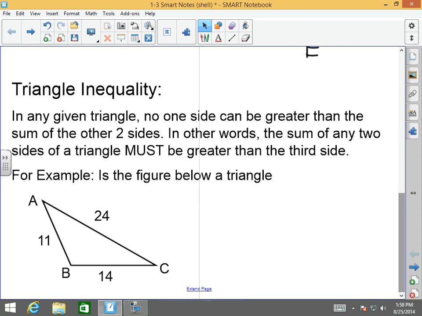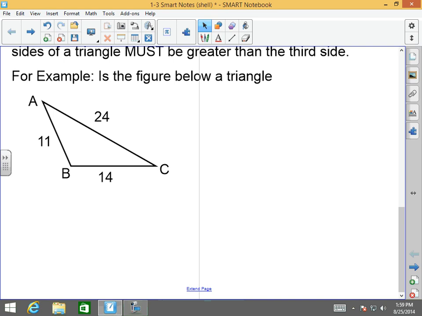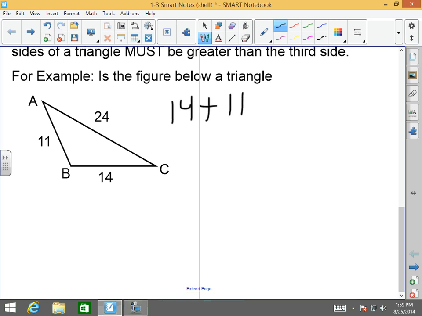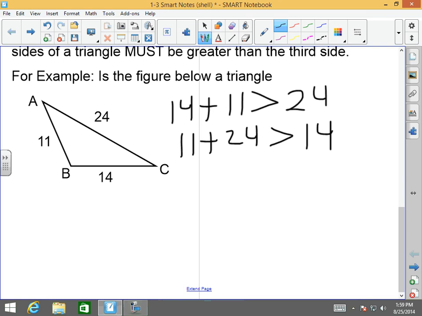Okay? For example, is the figure below a triangle? It's a very easy algebraic way to set this up, my friends. Since we know that the sum of any two sides must be greater than the third side, check out the following formula. That means that 14 plus 11 has to be greater than 24. And that means that 11 plus 24 has to be greater than 14. And then that means that 24 plus 14 has to be greater than 11.